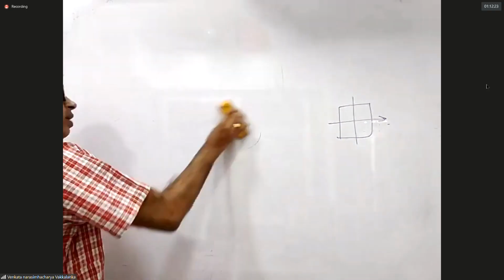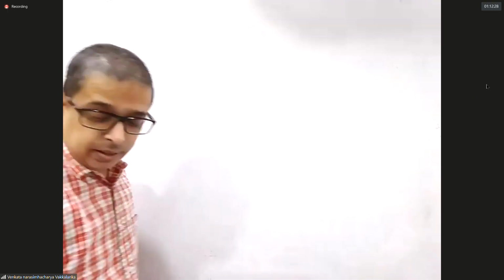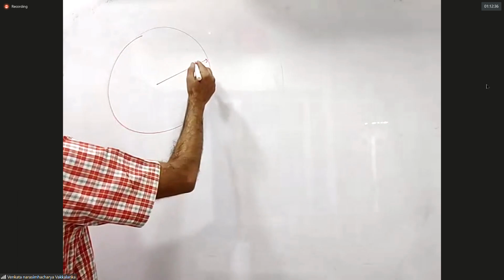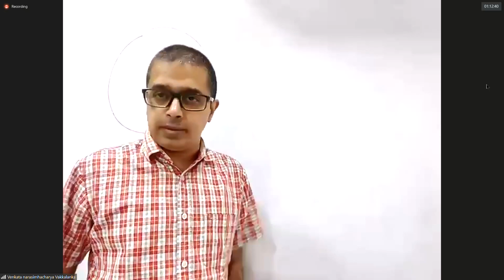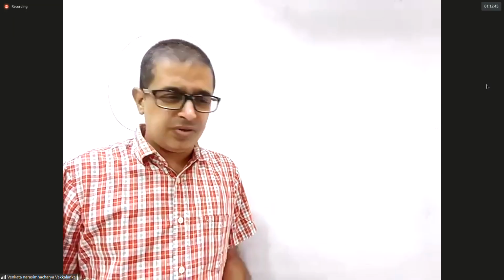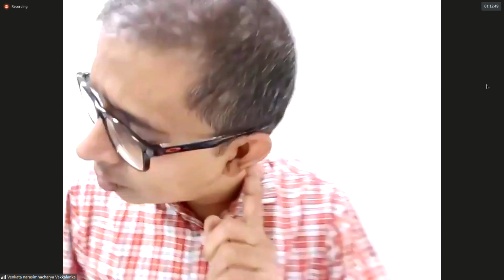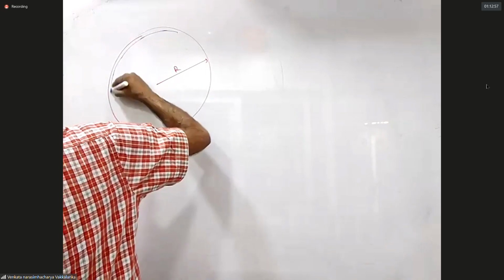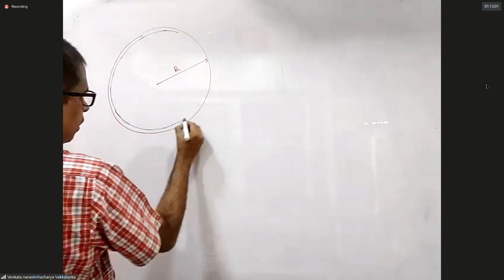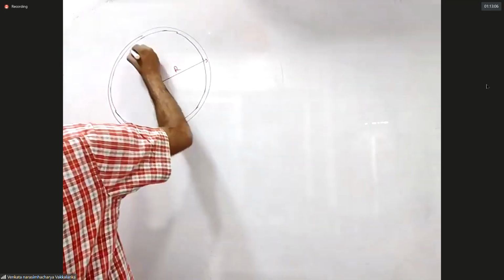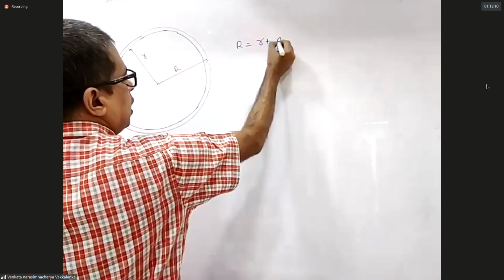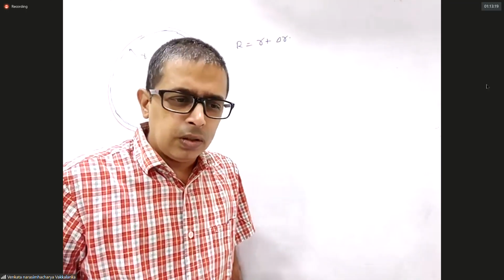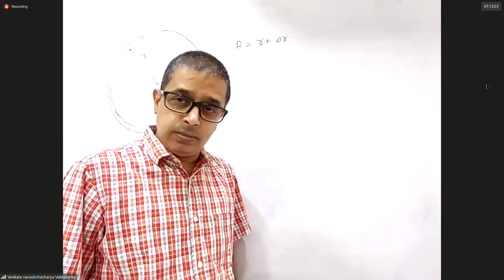Listen to one very tricky problem given by Irodov. He says this is a complete solid sphere of radius capital R. From a solid sphere of radius capital R, if I cut out another solid sphere of radius small r, where capital R is small r plus delta r, and delta r is small, don't you think I should get the moment of inertia of a hollow sphere? You should, sir.